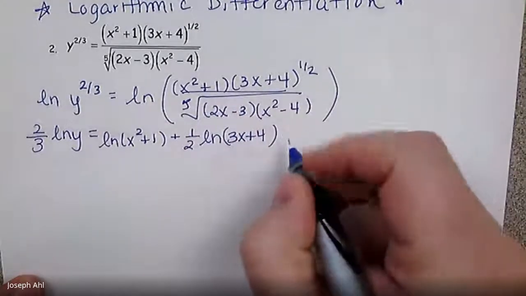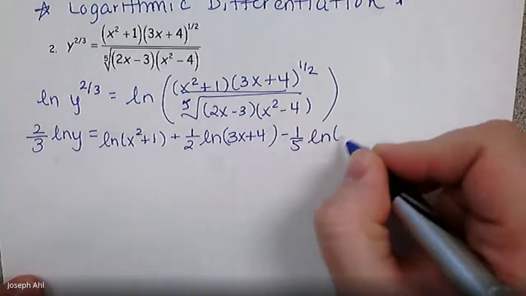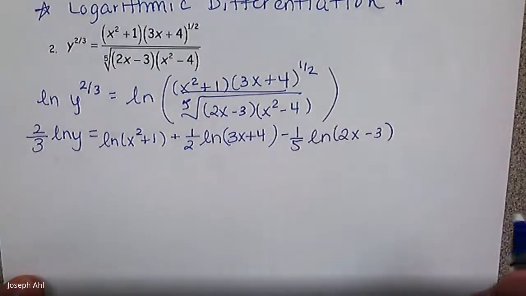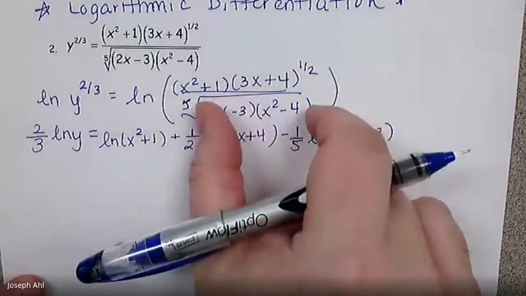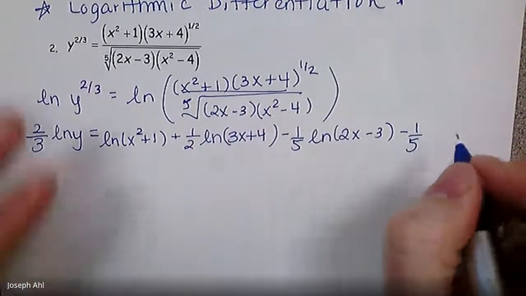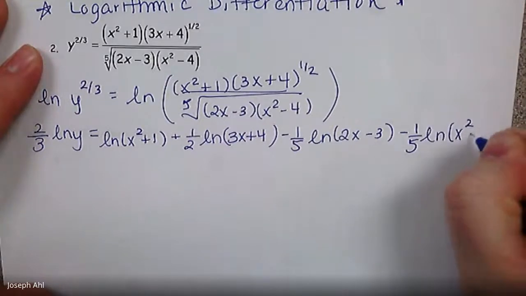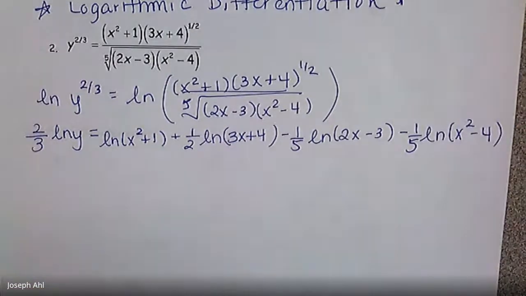So it's going to be minus 1/5 ln of 2x minus 3. And then what I'm going to do is the 5th root certainly applies to both of these. I'm going to write minus 1/5 again, distribute that negative 1/5 in to the ln of x squared minus 4. Okay, so we've gotten everything expanded here according to our log properties.